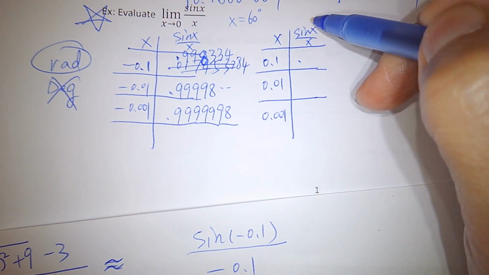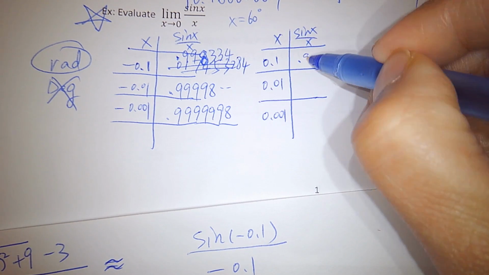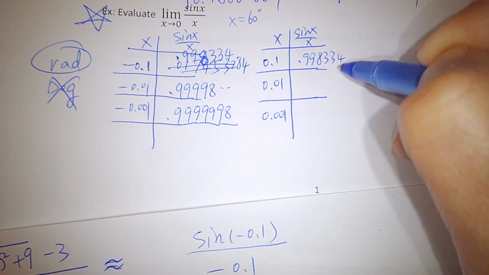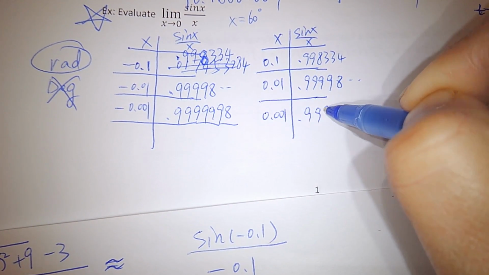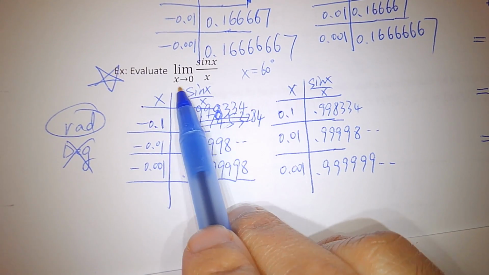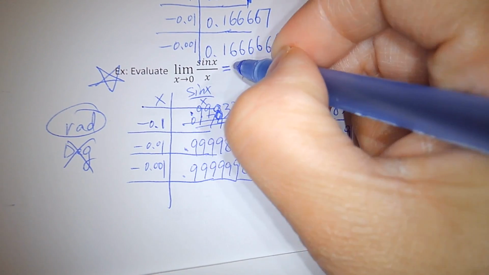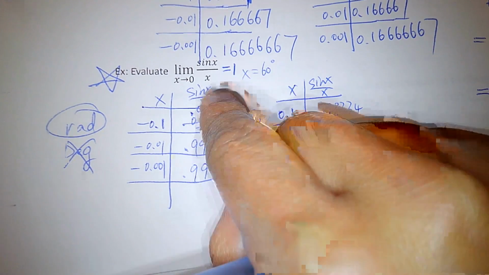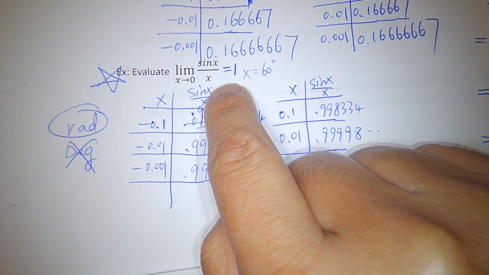Same thing here. We can copy, because sin of x is odd divided by odd, still the same. 9983349999 8 and more nines. So we can see that when x approaches 0, sin of x over x approaches what? Approaches 1. And we write: the limit of sin of x over x when x approaches 0 equals 1.